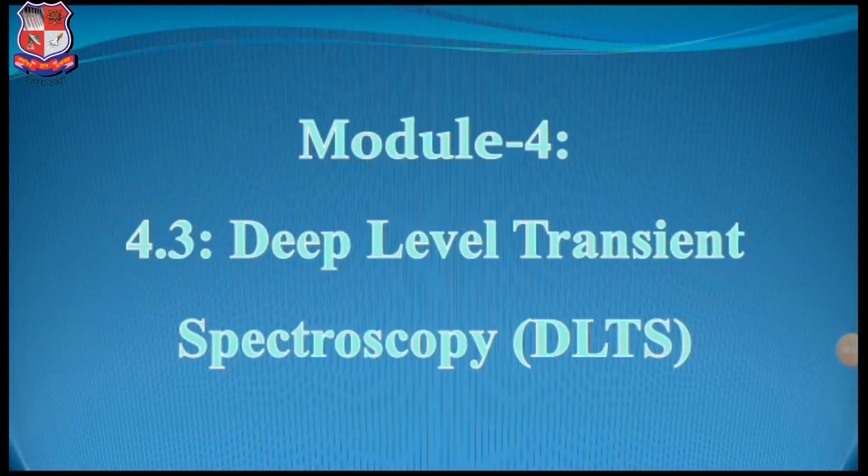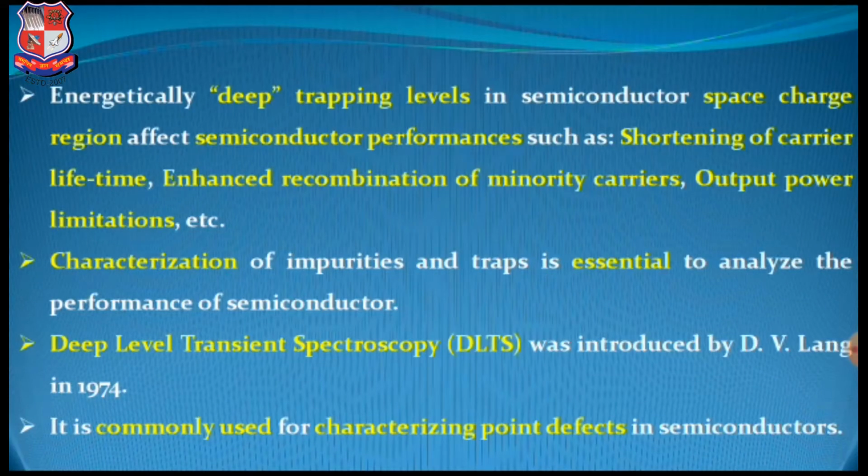Hello dear students, today we will start the new topic, that is deep level transient spectroscopy. Here this is a new word, spectroscopy. So what is spectroscopy? Spectroscopy is a tool for material characterization from which the interaction between the matter, that is a material of solid, liquid or gaseous form, can be studied with the interaction with the electromagnetic radiation among the wide range of the electromagnetic frequency spectrum like radio waves, microwave frequency range, etc.